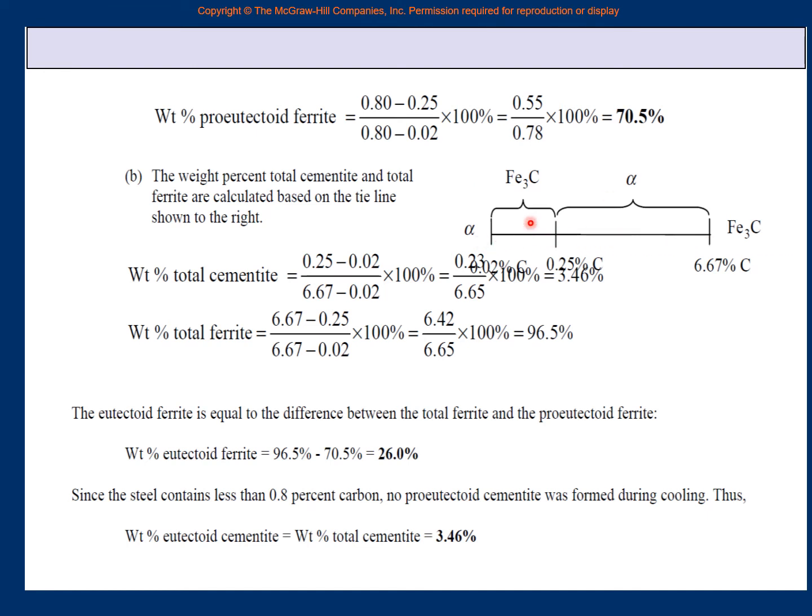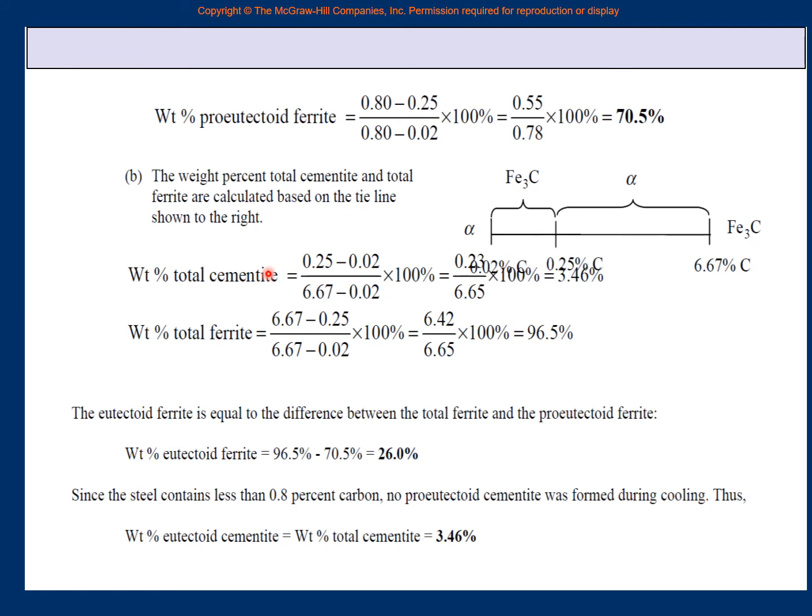So now here will be total ferrite. But again, alpha is here, to go to the other side. So total ferrite is 6.67 minus 0.25 upon 6.67 minus 0.02. So this is total ferrite. And cementite is just cementite.